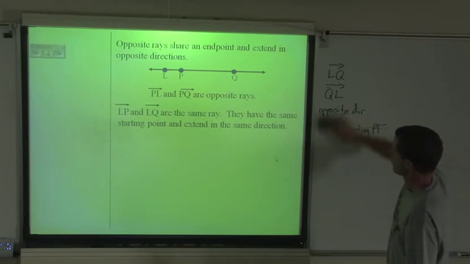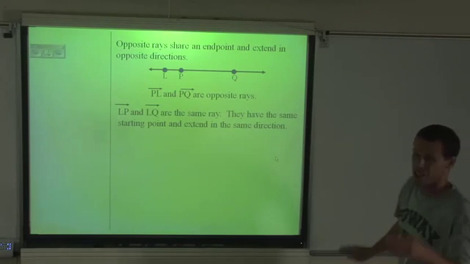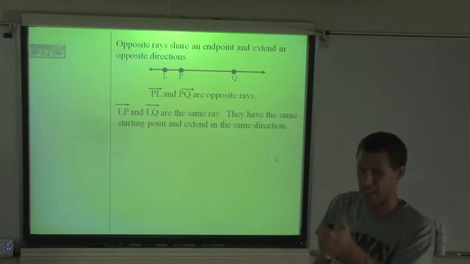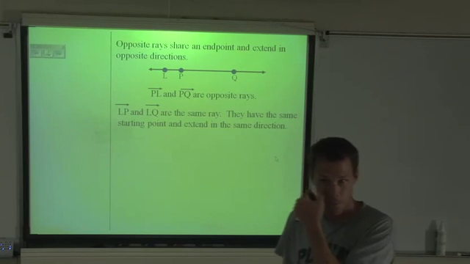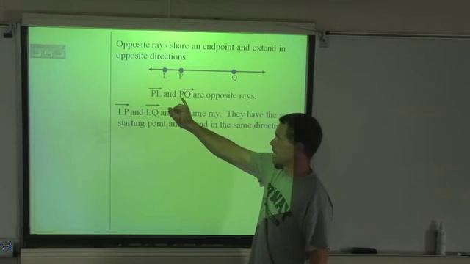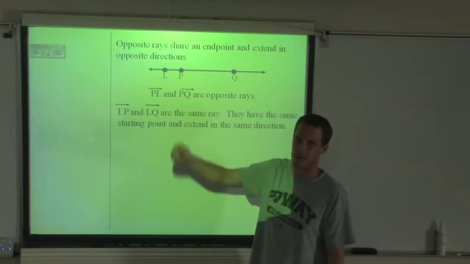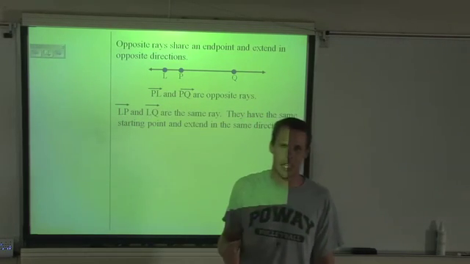Next up, ray LP and ray LQ are the same ray. They have the exact same starting point and they extend in the exact same direction. Well, this is kind of interesting because these have the exact same starting point but are not the same ray. These have the exact same starting point and they are the same ray.